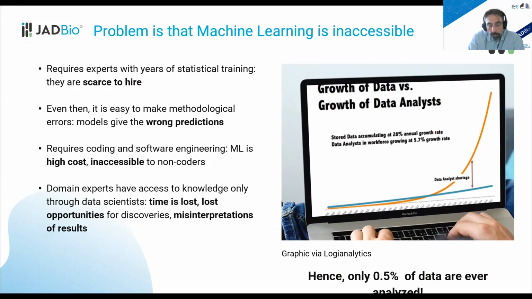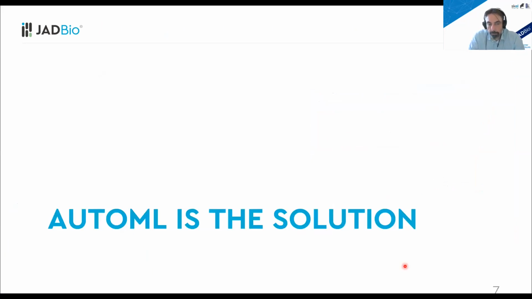It requires coding and software engineering, and that means it's inaccessible to non-coders. And life scientists are usually non-coders, which means they only have access to the knowledge in their data through the data scientists, and they have to mediate the discovery. So that means lost opportunities, time lost, and perhaps misinterpretations. And that's why the statistics tell us that only 0.5% of the data produced are ever analyzed, not analyzed correctly or optimally even, just analyzed. All right, so this is a problem, and what we propose as a solution is automated machine learning, which is what I'm going to describe next.